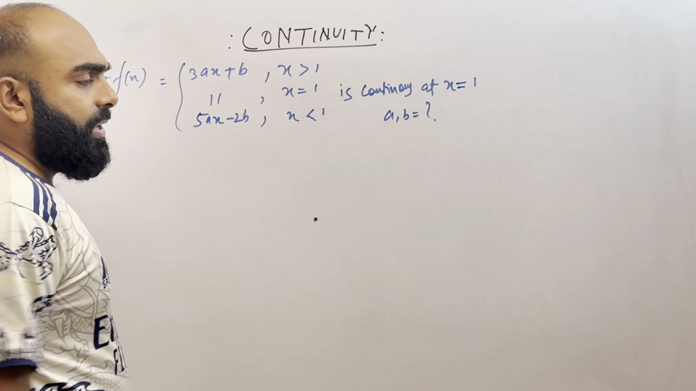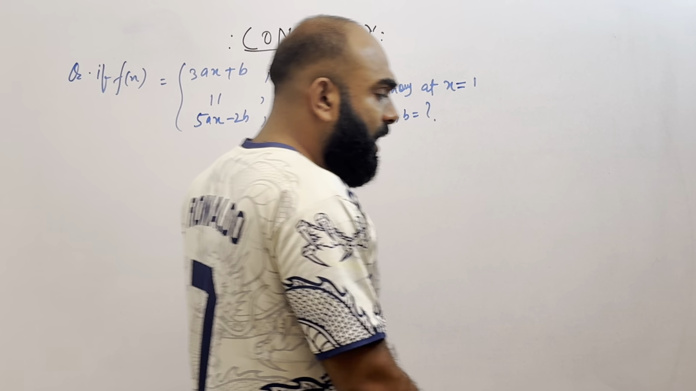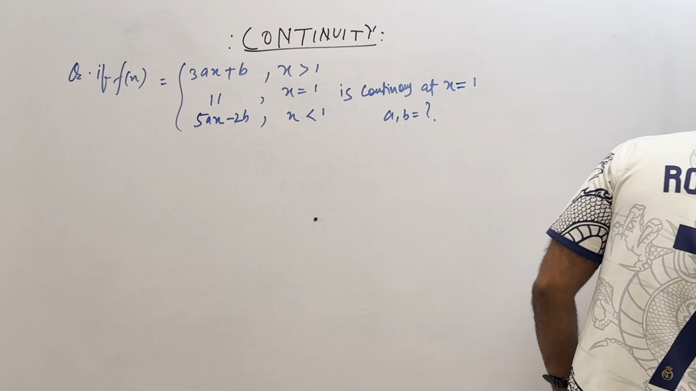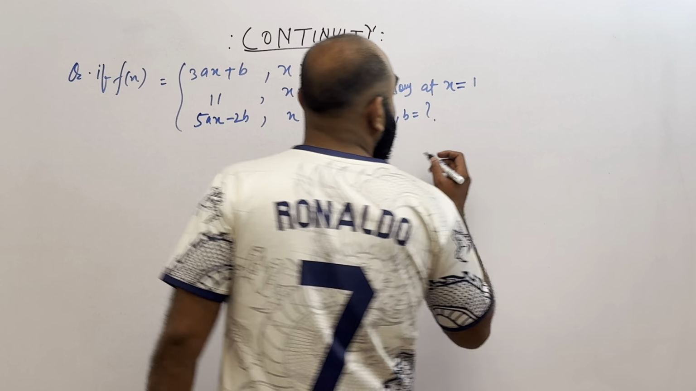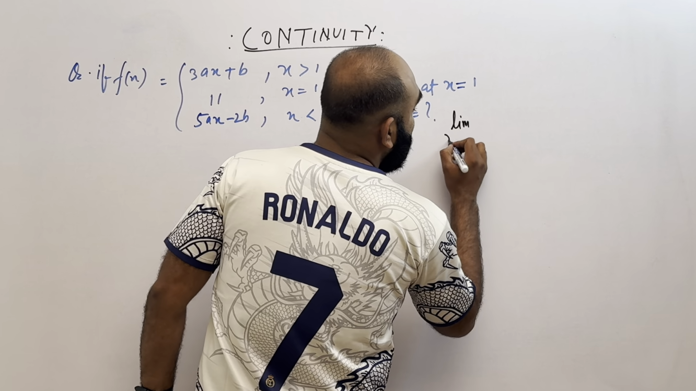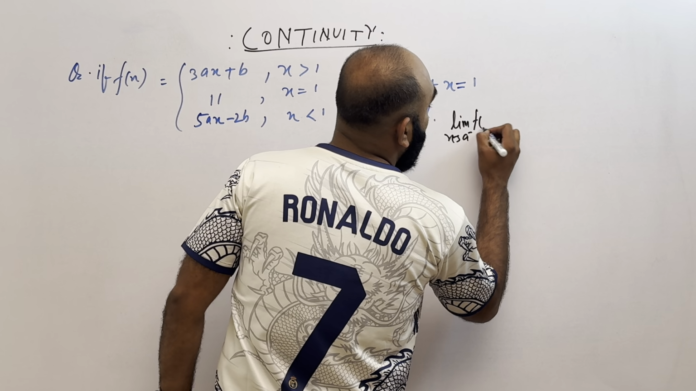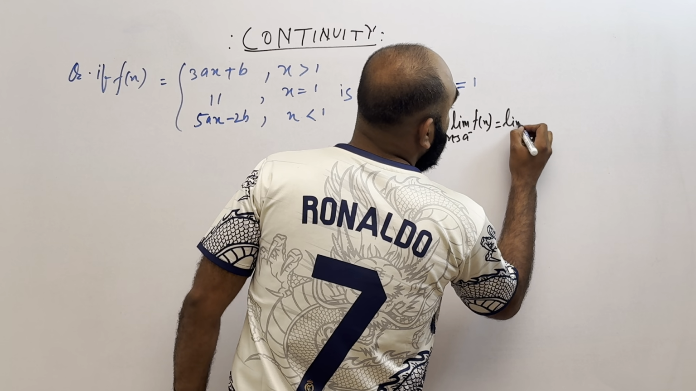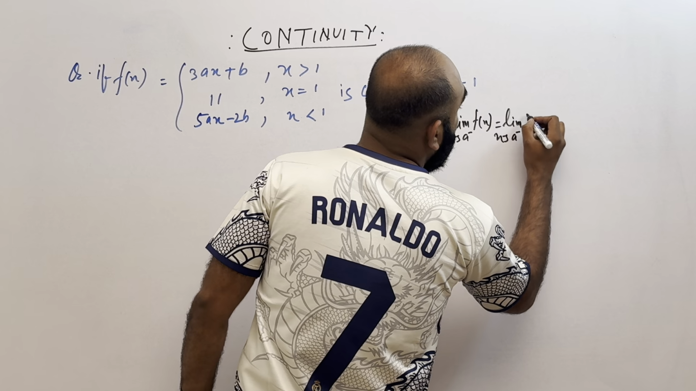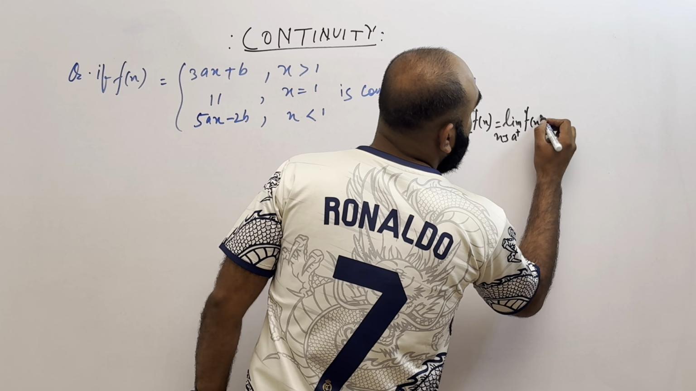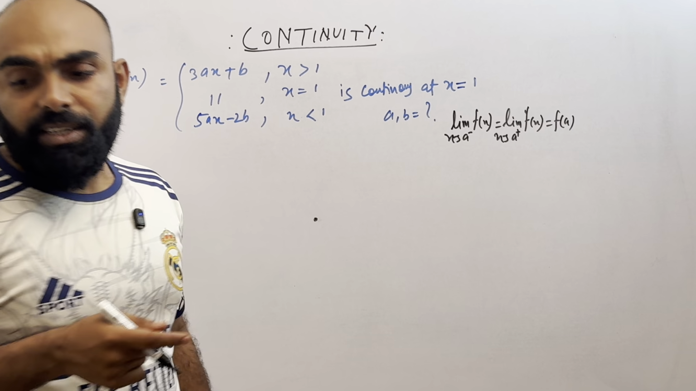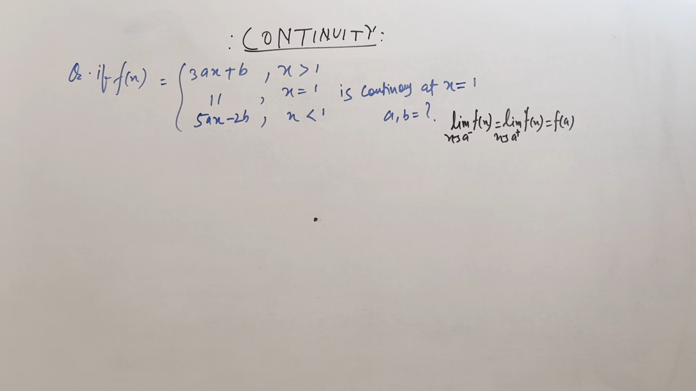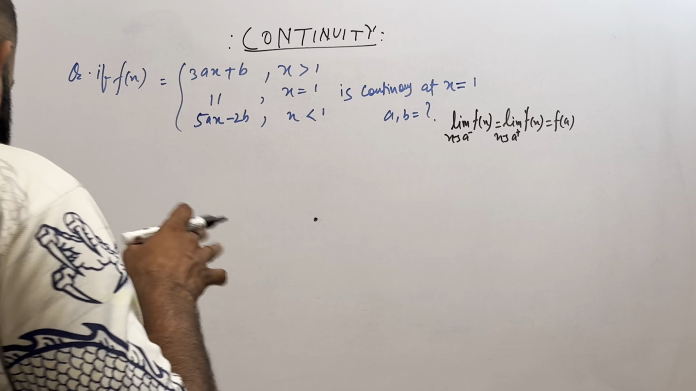Sir, the rule is simple, sir. Already whatever the rule you taught me, what is the rule I taught you, man? Sir, limit x tends to a minus f of x is equal to limit x tends to a plus f of x is equal to f of a. This is the condition for any function to be continuous.